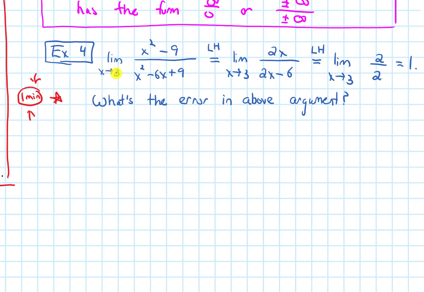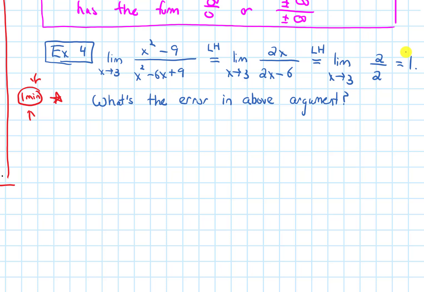So we have this limit as x approaches 3 of x squared minus 9 over x squared minus 6x plus 9. In the first step, they did L'Hopital's rule. They took the derivative of the top, which is 2x, the derivative of the bottom, which was 2x minus 6. And then they did L'Hopital's again. So the derivative of this new top was 2. The derivative of that new bottom was 2. And then the 2 over 2 just becomes 1. So our limit just became 1.